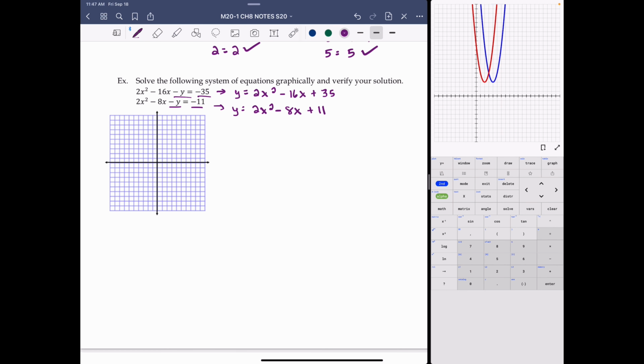When we have a quadratic in standard form, the constant term represents the y-intercept.